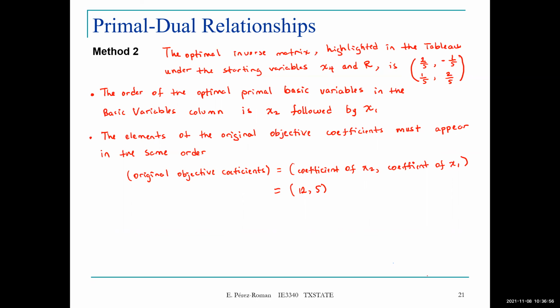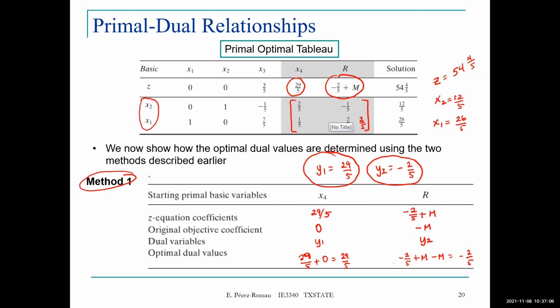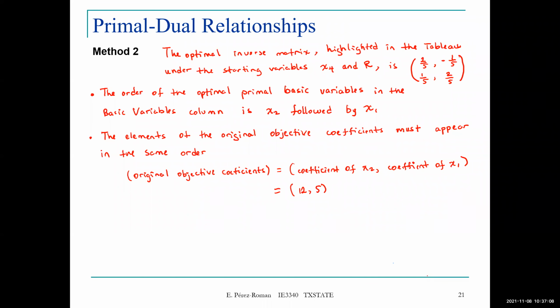And that's the most challenging part for method 2. If you can get that right, then the rest is very simple. You just have to use the inverse. You know where the inverse is located, so you're going to use the inverse matrix.